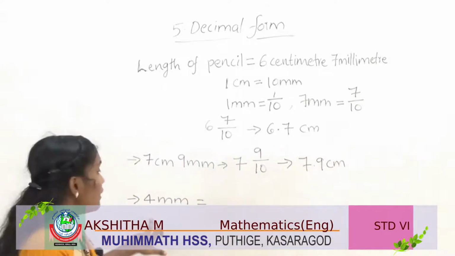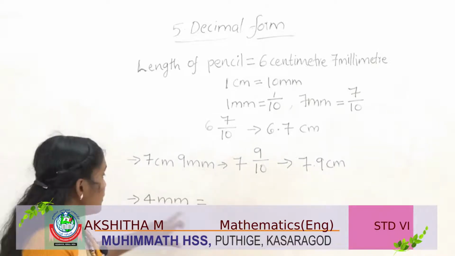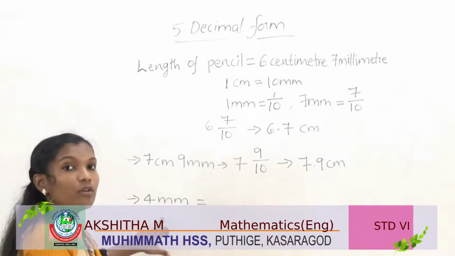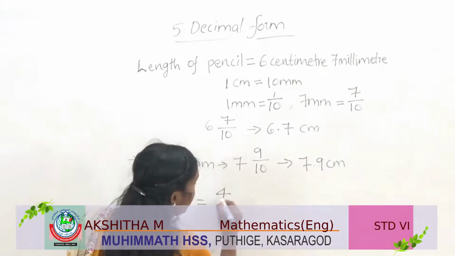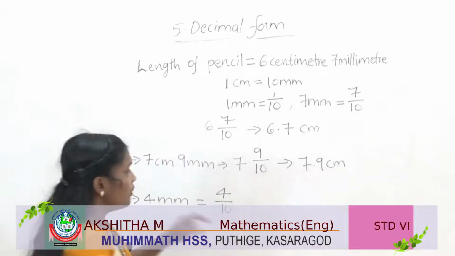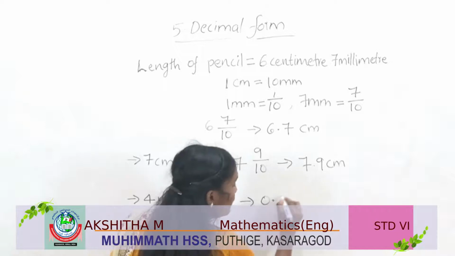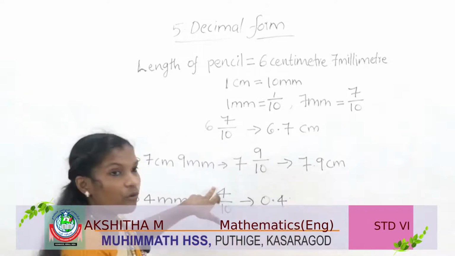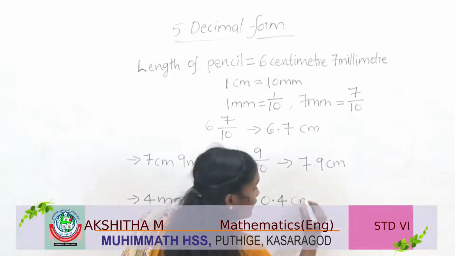You can see here 4 millimeter. How can we write this? Centimeter is not given, so 4 millimeter, its fraction is 4 by 10. In decimal form 0.4. 4 by 10 we can write as 0.4 centimeter.